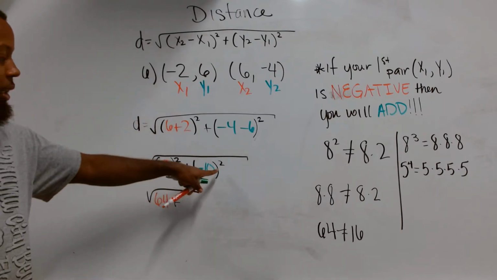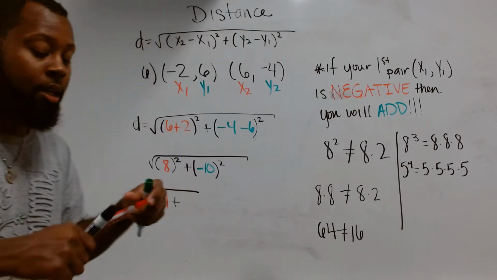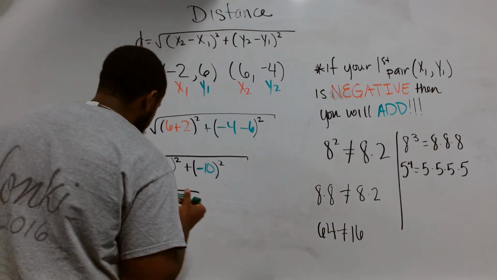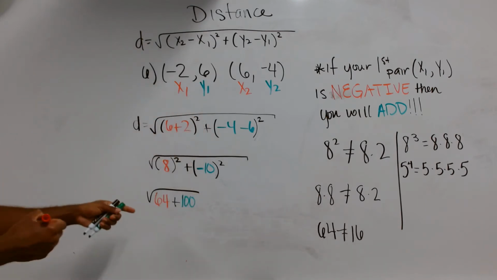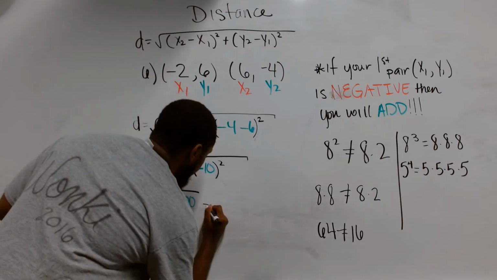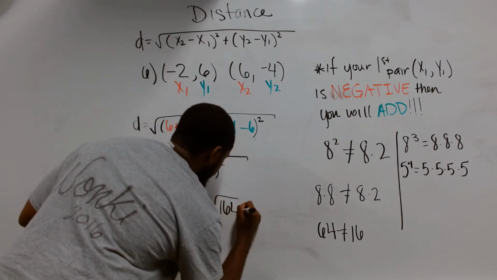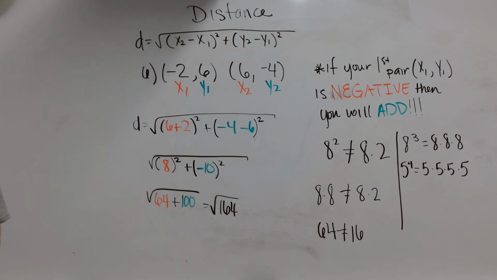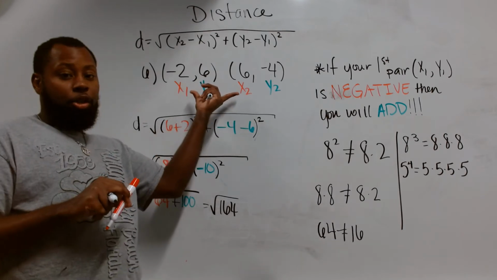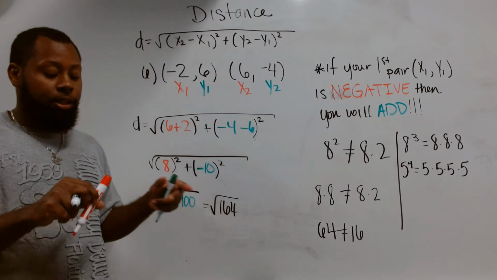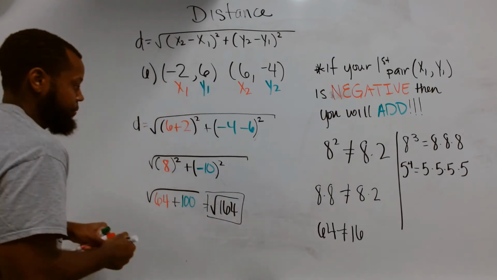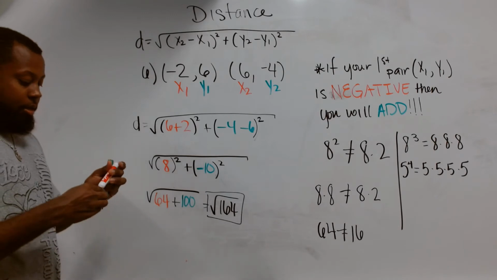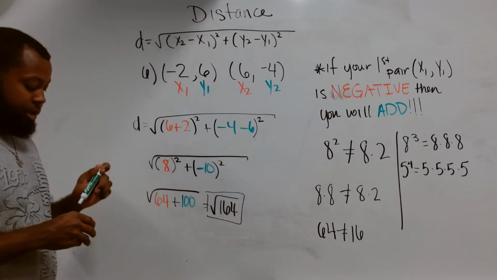And we know 10 squared, which is just 10 times 10, we already know that is 100. Okay? So 64 plus 100, root 164. So the distance between these 2 points is root 164. That is your answer.